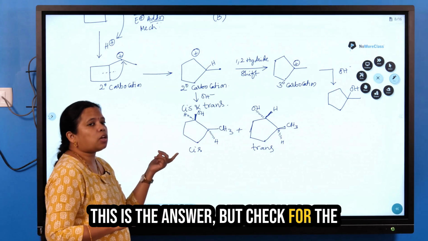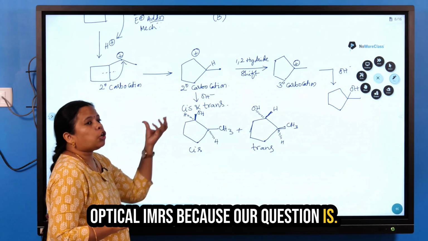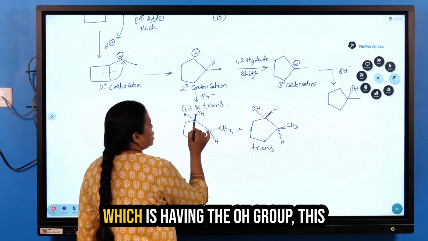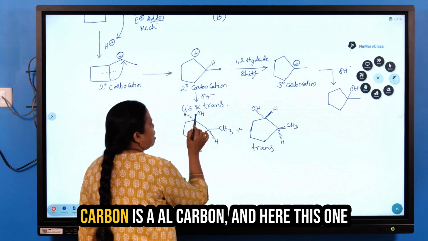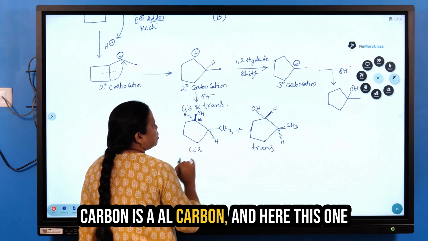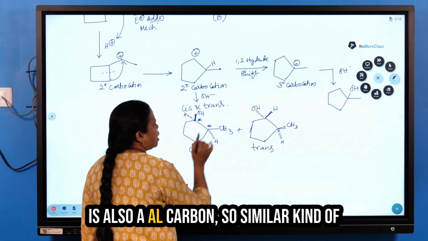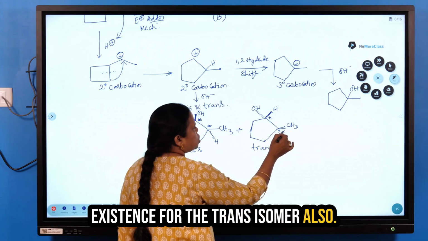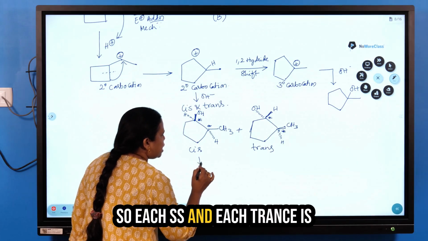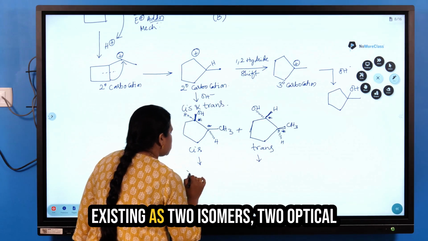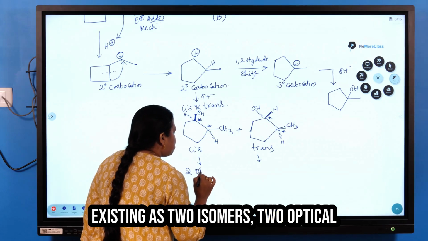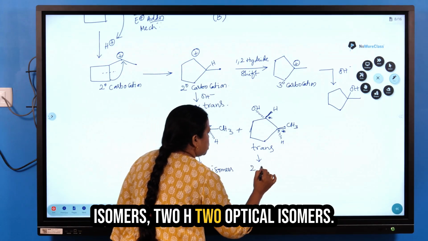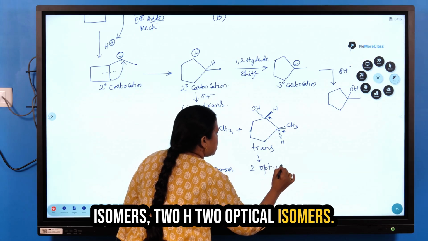But check for the optical isomers, because our question is the total number of isomers. Now, if you look at this carbon here, which is having the OH group, this carbon is a chiral carbon. And here, this one is also a chiral carbon. Similar kind of existence for the trans isomer also. So each cis and each trans is existing as two optical isomers.